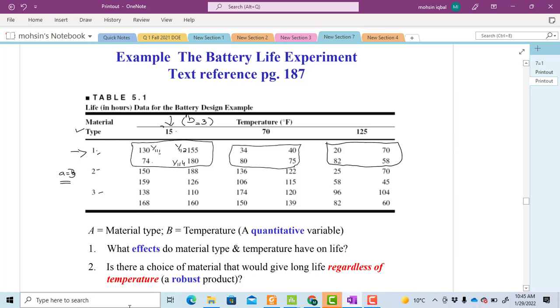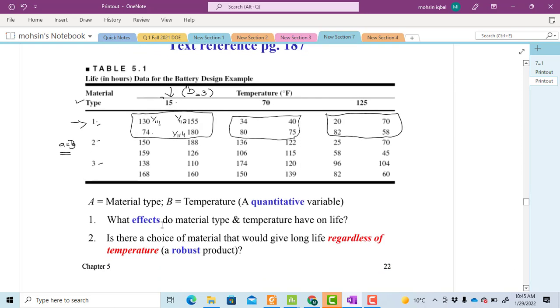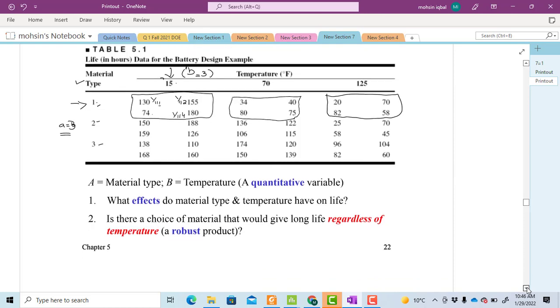Now I'm going to explain. A is represented by material type, B is the temperature. Both of them are quantitative variables. We have to find the effects of material type and temperature on the life of the battery. Is there a choice of material? We have to select a material among 1, 2, 3 that will increase the life of the battery regardless of the temperature. So there should be a robust product, meaning it can work at low temperatures as well as at high temperatures, and the temperature will not affect the life of the battery. Our objective is to choose such a material.